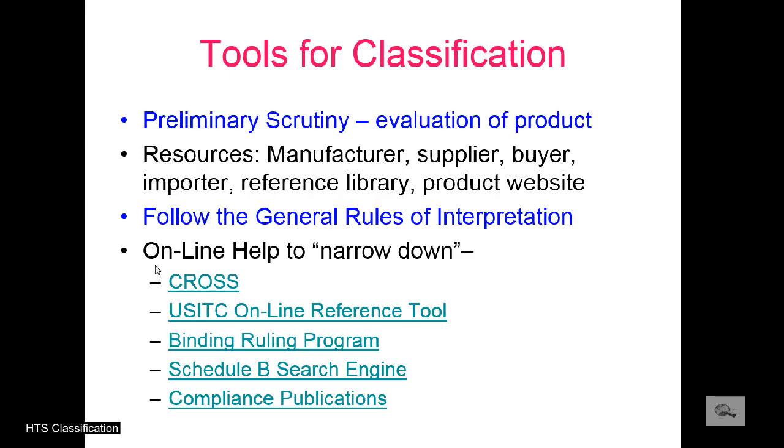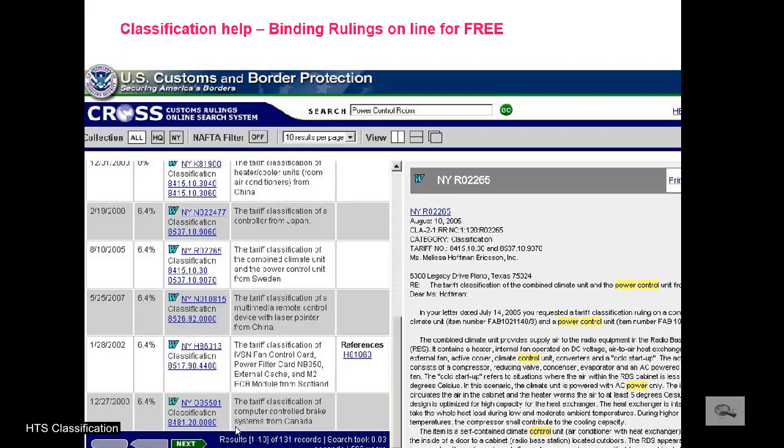To narrow down the choices, there are available tools online. Most of these require inputting a keyword which reveals possible classification matches. The U.S. has the free online CROSS system, which posts binding rulings for classification, valuation, and other import facets. If you have a similar product, this can be a great aid to determine the logic Customs and Border Protection used to issue a binding classification ruling.